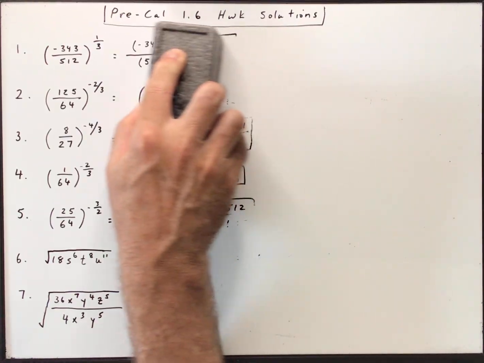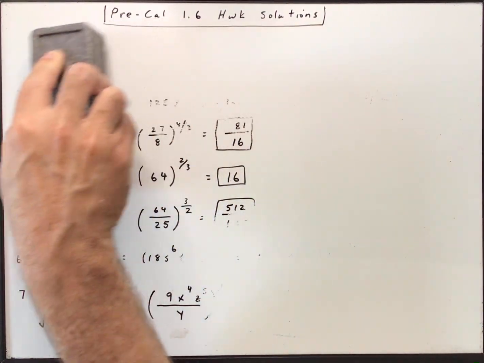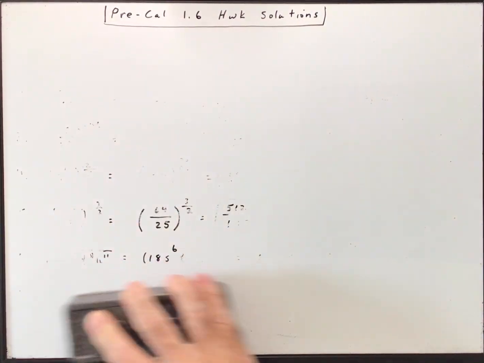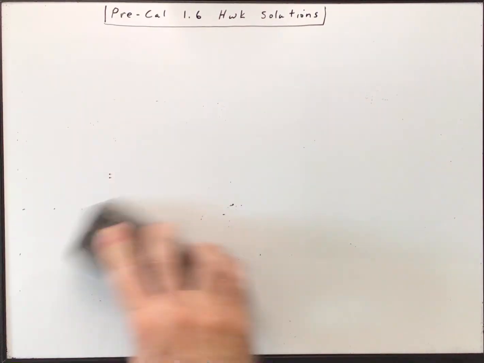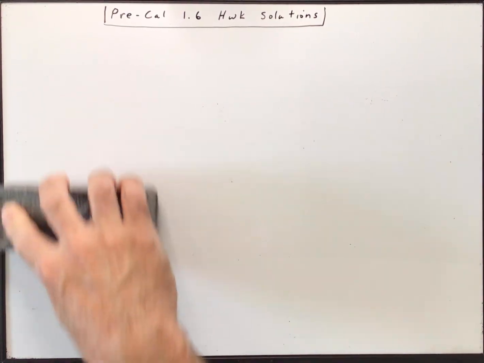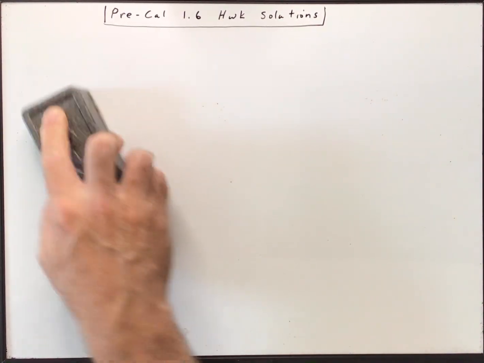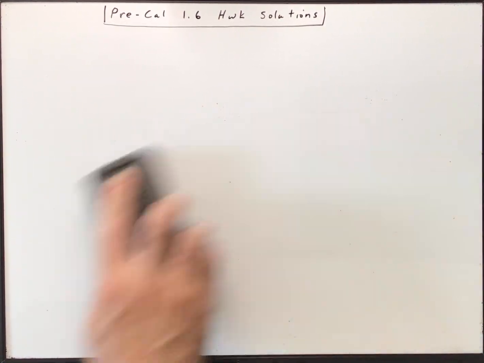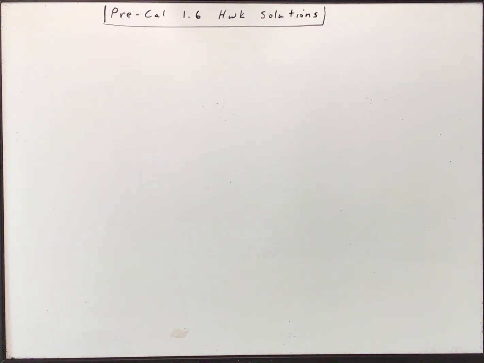All right. Got about half of them done. All right, let's fast forward through that. Okay, 8.